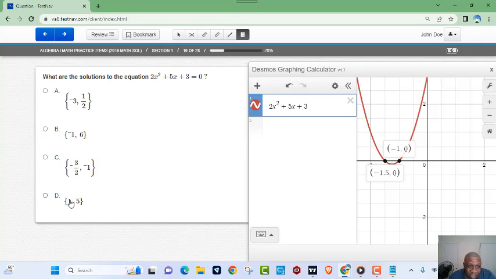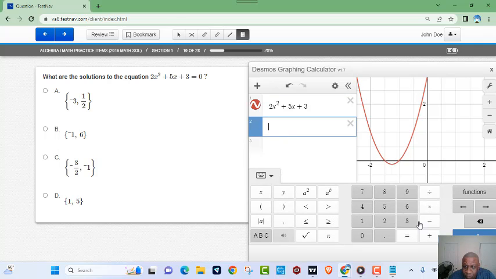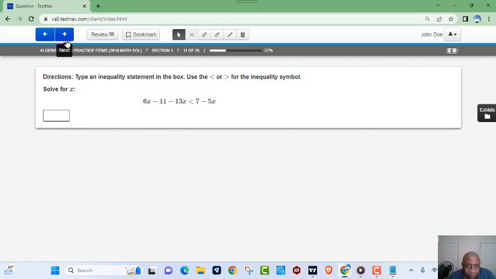Well, I don't see a negative 1.5 over here, but let me see what I can do with negative 1.5. I get this circle here, so it's going to change this decimal into a fraction for me. Negative 3 halves. So that means I have negative 3 halves and negative 1. Here, answer choice C. Negative 3 halves, negative 1. All right, let's move on to the next question.